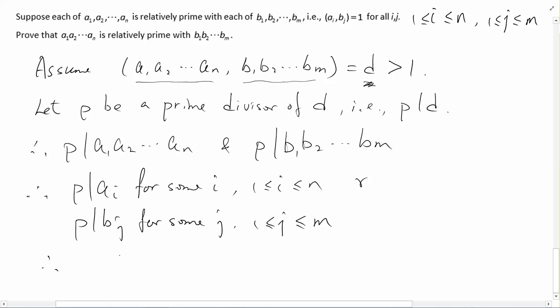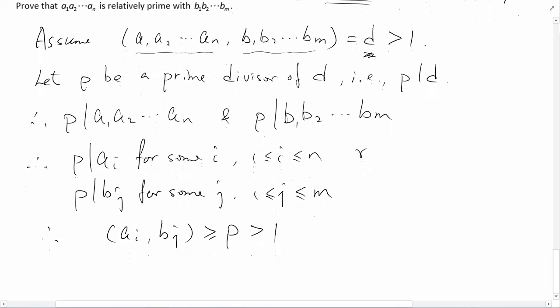Therefore, the greatest common divisor of Ai and Bj must be greater than or equal to their common prime factor, P. And because P is a prime number, of course P is greater than 1. That means the greatest common divisor of Ai and Bj is greater than 1. It's not equal to 1. Okay? And therefore, the given condition in the question is not satisfied.